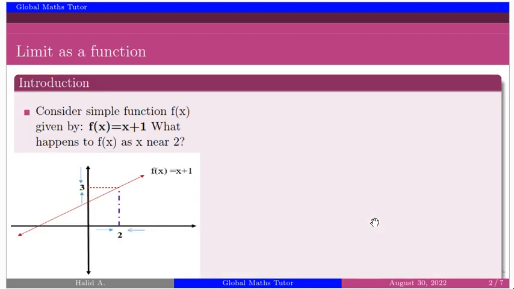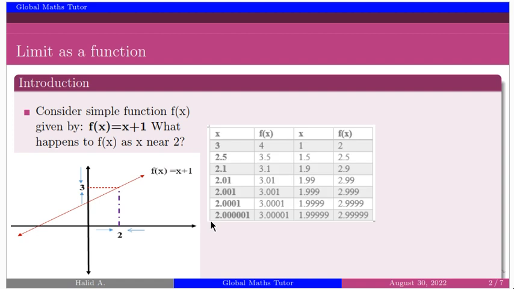Let's consider a simple function f of x, a linear function, x plus 1, shown graphically. So what happens to f of x if x gets nearer and nearer to the value 2? Let's plot some points by giving a table.